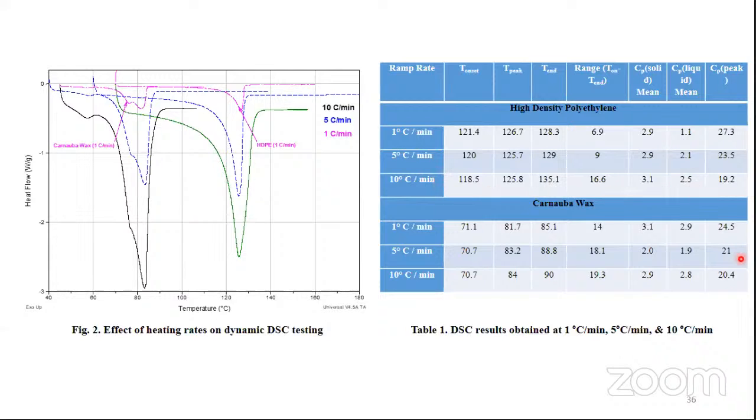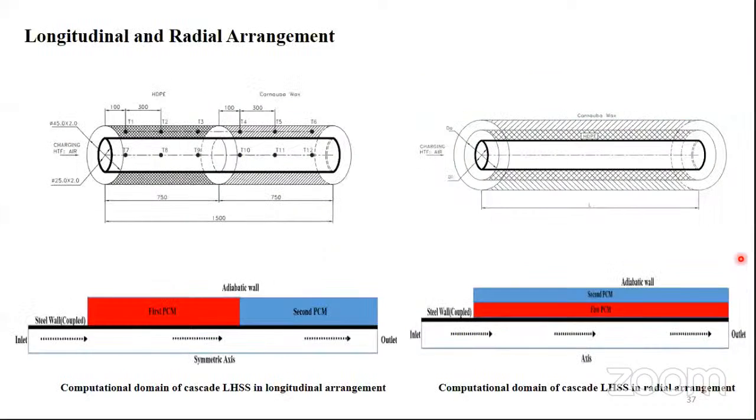So for this we have taken two types of phase change material. One is the HDPE, that is high density polyethylene, and another one is carnauba wax. So we have introduced both of them one after the other, either in the axial direction or in the radial direction, to find out how they can be effective to design a particular thermal energy storage system which can be efficiently utilized for giving the adequate energy storage for the cooling system which we are designing.